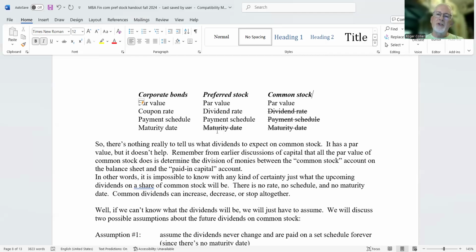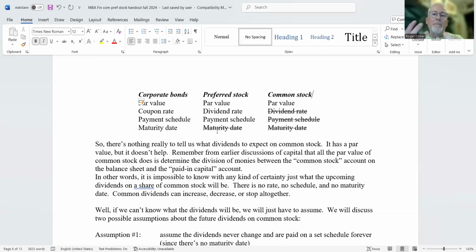So we'll go on to assumption 2 and make it a little bit better, and recognize that the dividends are not going to stay the same forever. So let's assume that the dividends are always growing, and always growing by the same amount. But they stay on a constant schedule and they last forever. Now, that's still not a very good assumption, but it's better than the first one. At least assumption 2 recognizes that common dividends can change.